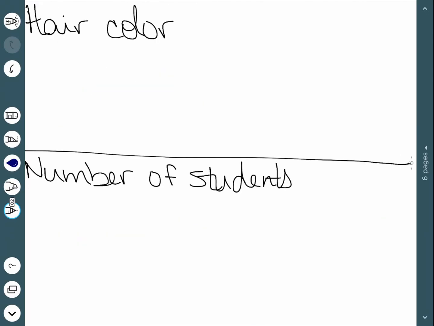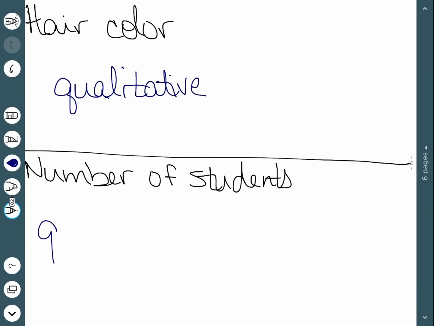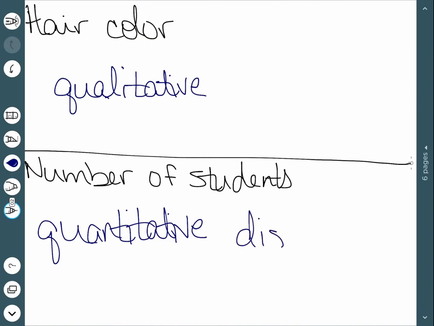Two more examples. Hair color. Hair color is something that is going to be placed into a category, which tells us qualitative. And number of students. Well, we are now dealing with numbers, which tells us quantitative. And if we have all of the students in front of us, we can count those, so that's discrete.